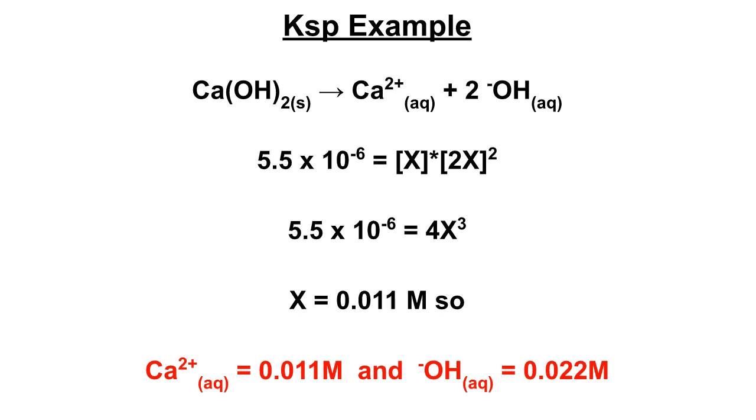It tells us if x is 0.011, then calcium is equal to 0.011, and hydroxide is equal to 0.022, because the hydroxide is 2x, right? If we were to pull hydroxide molarity out of this bracket, it says 2x. So it's going to be 2 times this value here. And that is how you would solve for a KSP example.